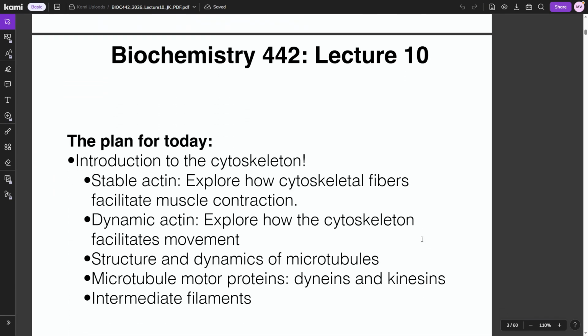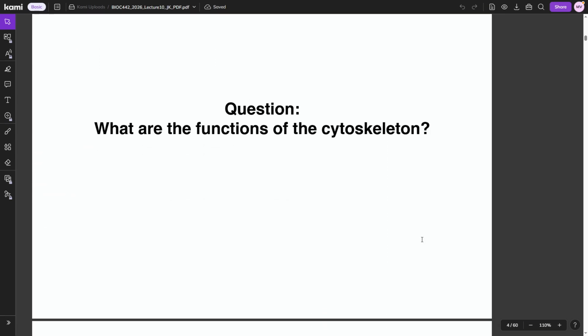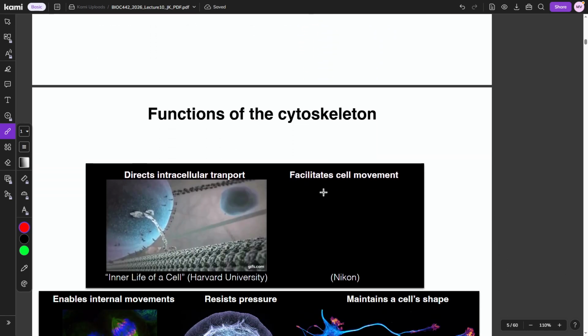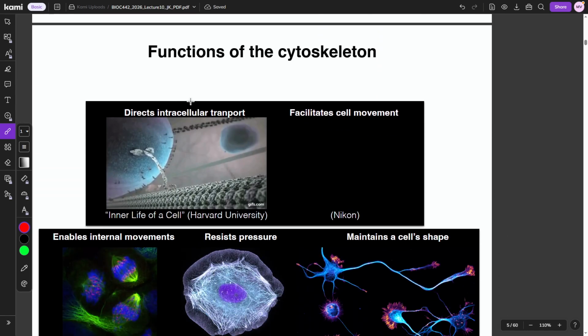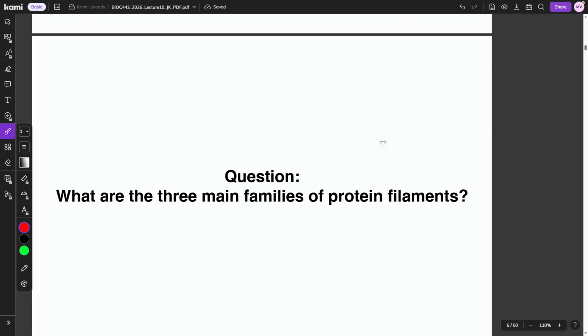So lecture 10 is going to be looking at things like actin and cell structure. So let's go ahead and jump right into it. So real quick to start off, what are the functions of the cytoskeleton? It has a lot of different functions other than cell structure. It helps with transport and a whole bunch of other things. So you can see here, intracellular transport, cell movement, internal movement of cell, like resistance to pressure, and then cell shape, of course. The neurons are very highly dependent on things like microtubules for their cell shapes.